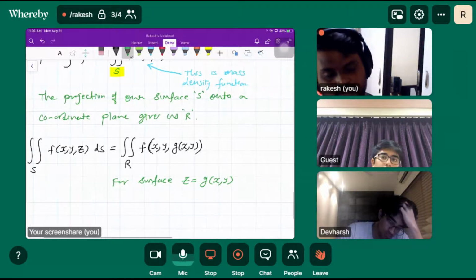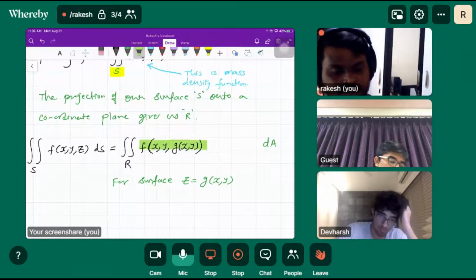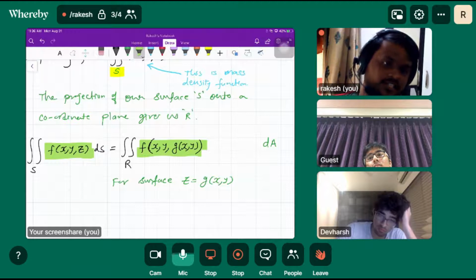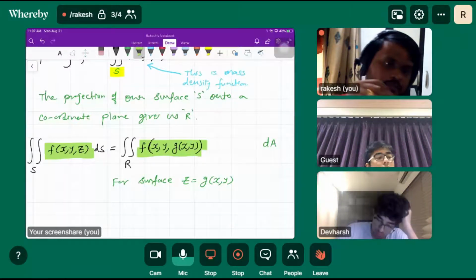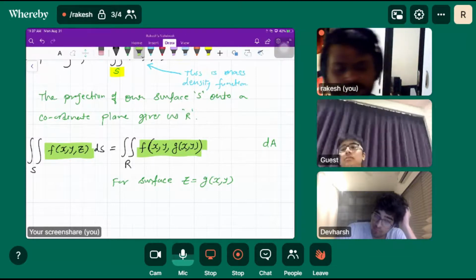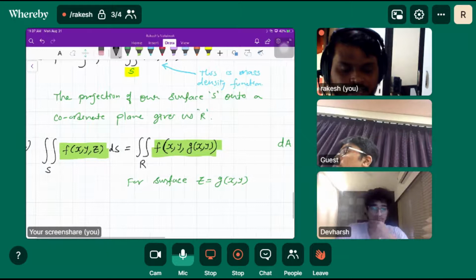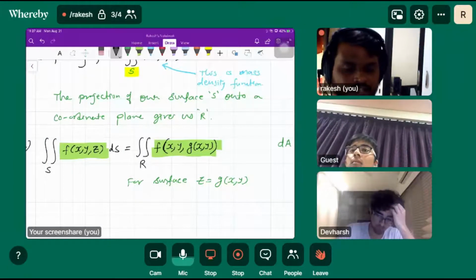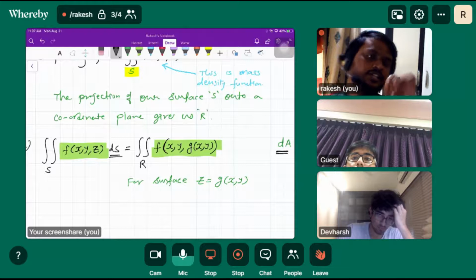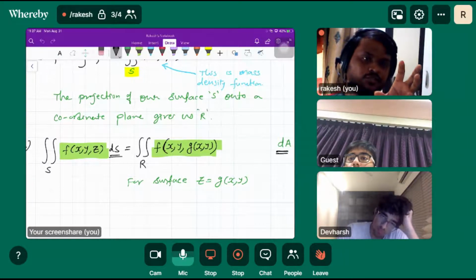What is this? We had f of x comma y comma z, that was the mass density function, right? So this will also give you the mass density function over region R for every point. But this won't give you the, see, this is the mass density function. We are converting ds to dA, right? So there has to be something, you can think of a Jacobian.